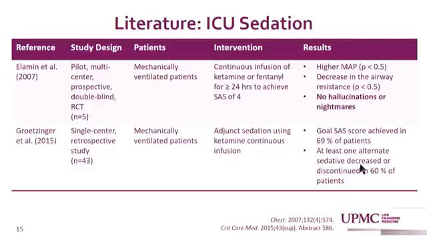So the next trial is actually my colleague's work from UPMC. She presented this at the SCCM meeting. It was a single-center retrospective study, including 43 mechanically ventilated patients. The intervention at the time was ketamine used as adjunct sedation, and the result was that the Riker score goal was achieved in 69% of the patients, and at least one of the alternative sedatives was decreased or discontinued in 60% of the patients.